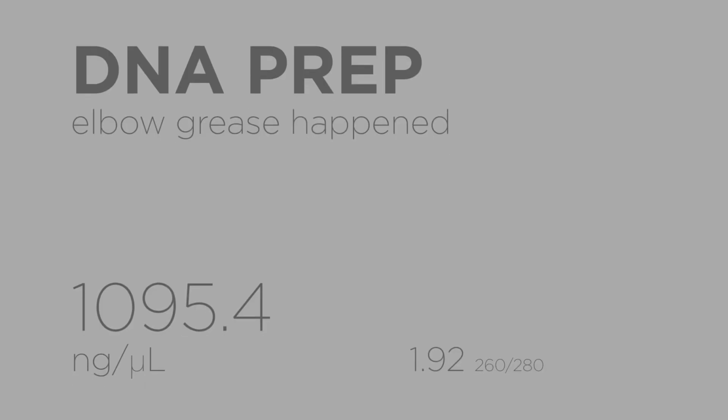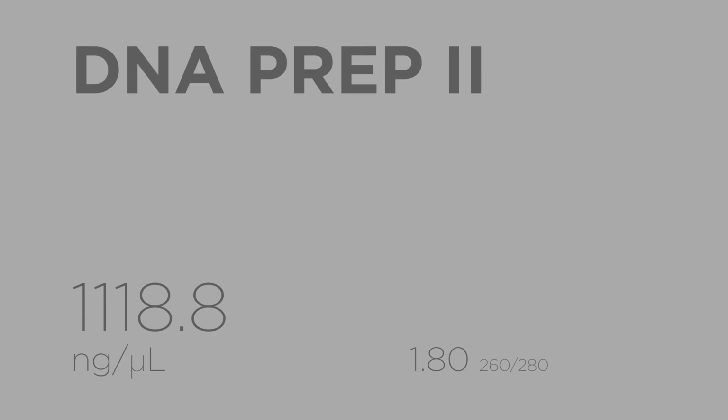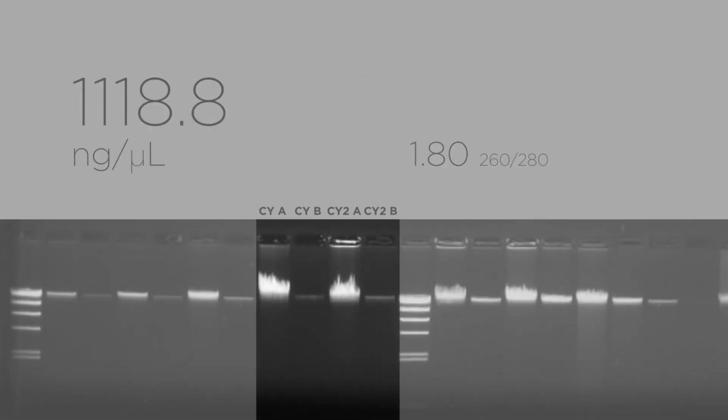However, something happened, and in my gels I only got really faint runs, or amusingly, ones that ran backwards. My second attempt at DNA actually yielded even more concentrated results, with a nanodrop reading of 1118.8 nanograms per microliter, and a perfect 1.8 260 to 280 ratio. QCs looked pretty good too, though there was an element of streakiness that I wasn't totally happy about.